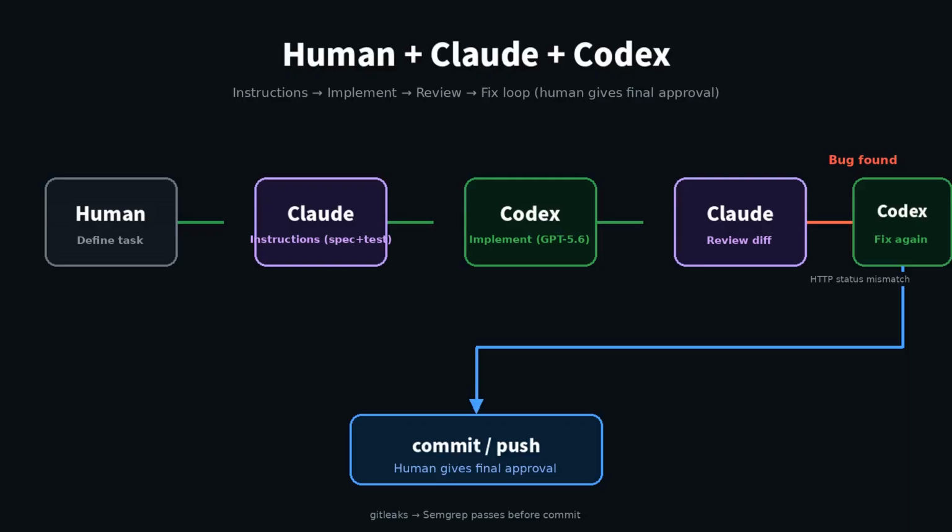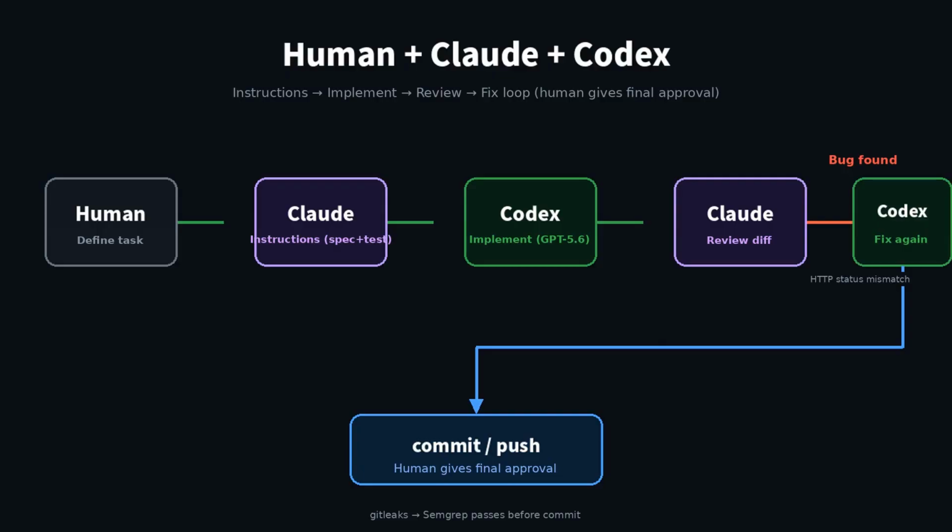This checkpoint feature was built together with Claude and Codex running on GPT-5.6. Claude writes an instruction document covering the background, the spec, and the verification steps, and Codex implements it. Then Claude reviews the diff once more.